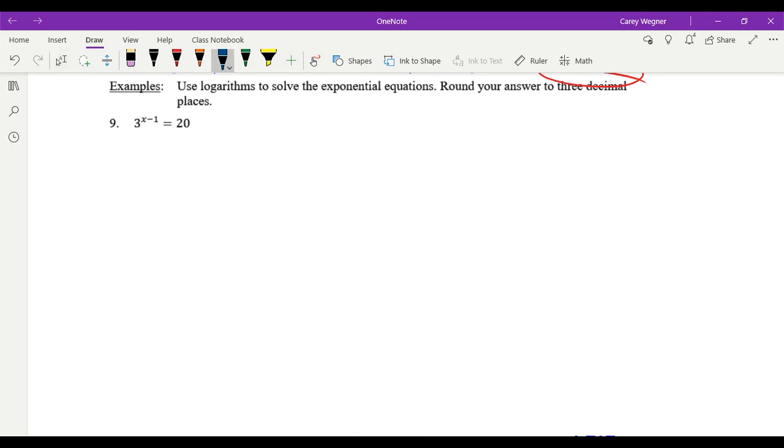We will begin by rewriting this in logarithmic form. Because I have a power equal to a number, I can jump right to that and say log base 3 of 20 will equal my exponent, x minus 1. Then it's just a matter of getting the x by itself as I add 1 to both sides of the equation. But here we need to be careful. So we have log base 3 of 20 plus 1 is equal to x. This is a correct answer.